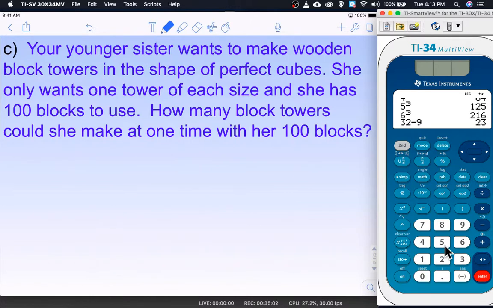Letter C. This one's one for you. It says your younger sister wants to make wooden block towers in the shape of perfect cubes. She only wants one tower of each size, so all the different block towers can be different sizes, and she has 100 blocks to use. How many block towers could she make at one time with her 100 blocks? Go ahead and pause the video, try this on your own, and we'll come back together when you're done.